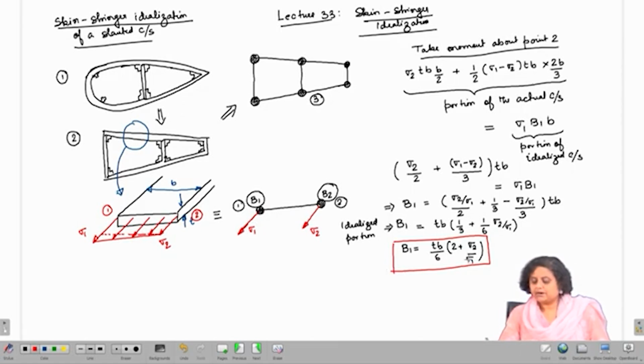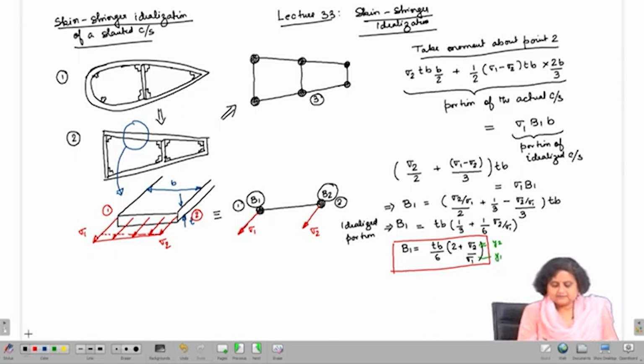Now, what would be sigma 2 by sigma 1? Sigma 2 by sigma 1 can indirectly be written as y2, the distance from the centroidal axis, by y1, which is also the distance from the centroidal axis. So, if we know the position of 1 and the position of 2 about the centroidal x axis, and the thickness and the length of that portion, we can find out B1. Let us investigate this further.